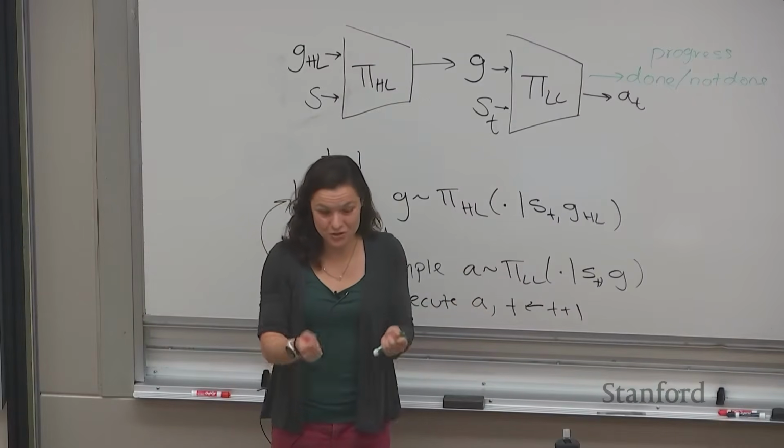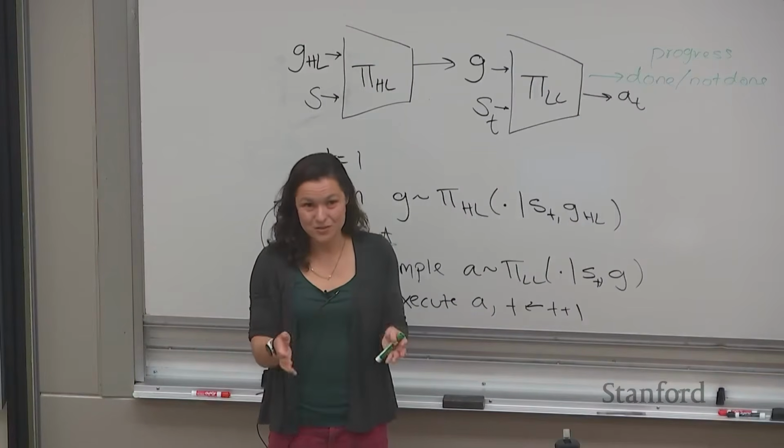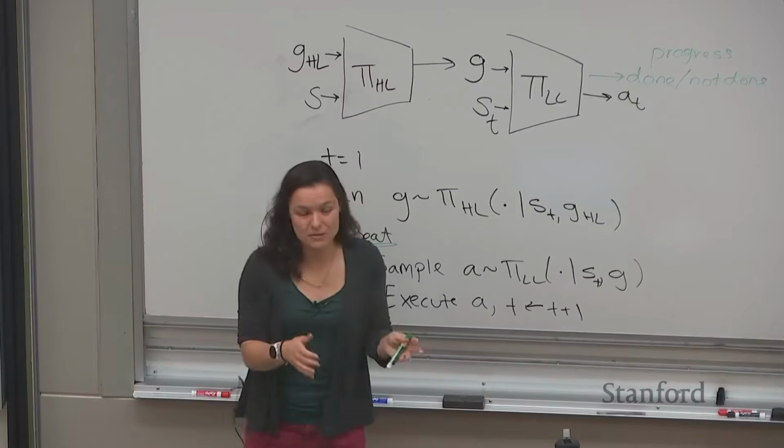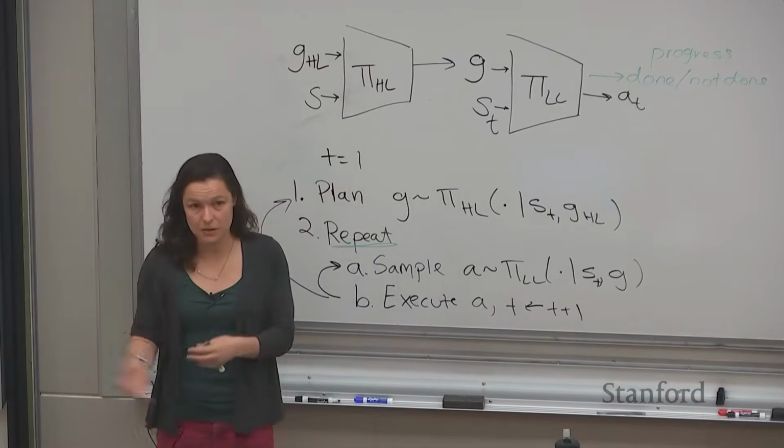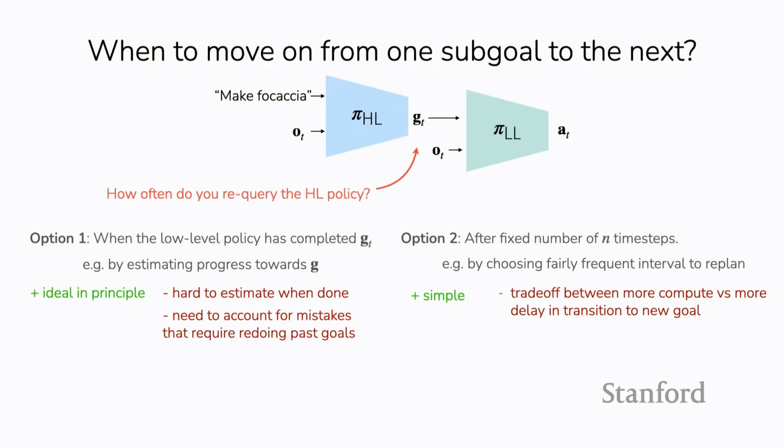If n is too long, it's just going to be sitting there with the pot, because it's okay, I found the pot, and that's the goal that it's getting. And there'll be some delay before it then moves on to actually finding the pasta or pouring water into the pot. So there's this trade-off between how long n should be. Generally, because you don't want these really long delays, you'll pick n to be fairly small or fairly frequent.